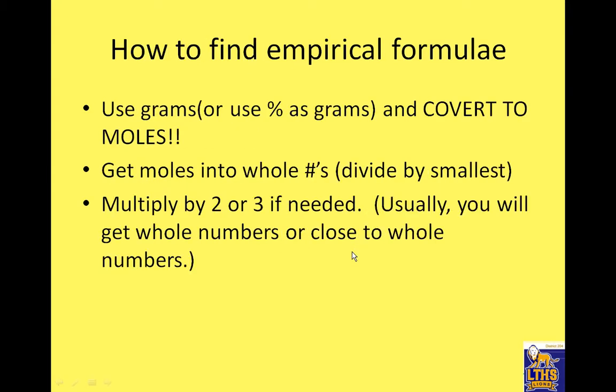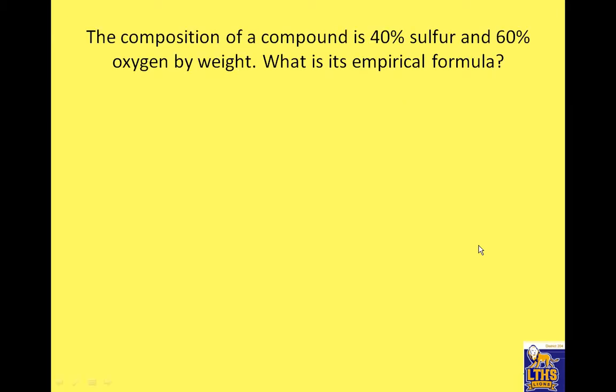Let's do an example. Okay, so first, here's just a step checklist if you want to have one. Use the grams given in the problem, or use percent as grams, and convert to moles using the periodic table, and then get the moles into whole numbers by dividing by the smallest. Anytime you want a whole number, you take the big one divided by the small one. Okay. Then you multiply by 2 or 3 if needed. Usually you'll get whole numbers or close to whole numbers. So let's see what this means.